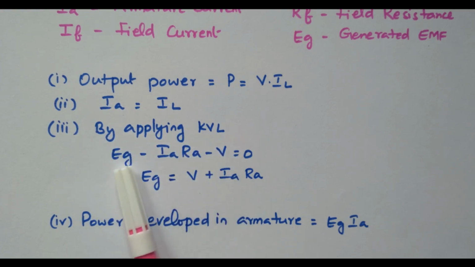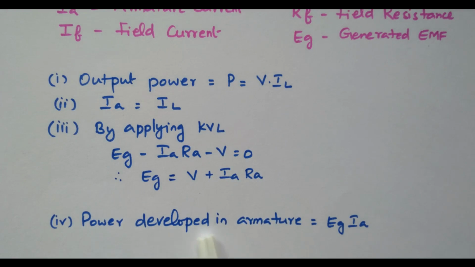So applying KVL, EG minus IA RA minus V equals 0, or otherwise the generated voltage EG equals the voltage available at the load terminal plus the armature resistive drop IA into RA. So the generated EMF is the sum of the voltage dropped across IA RA and the remaining voltage available at the load terminal. EG equals V plus IA RA. So there is a small drop in the armature circuit, that is called IA RA.